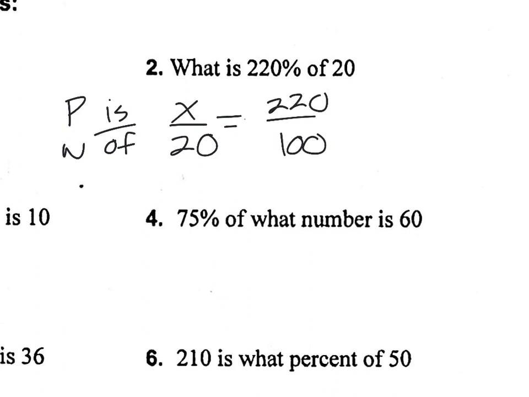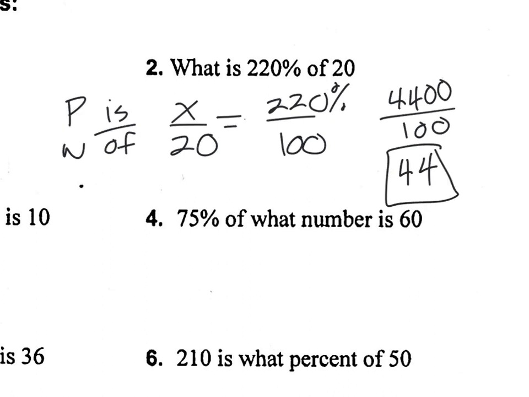We're going to pull out the calculator, go 220 times 20, and we get 4,400. And we're going to divide that by 100. And you get 44. So we have 44 out of 20 is 220%. So yeah, that makes sense because it's over 100%. If it was 100% of 20, it would be 20, but since it's 220%, 44 makes sense.